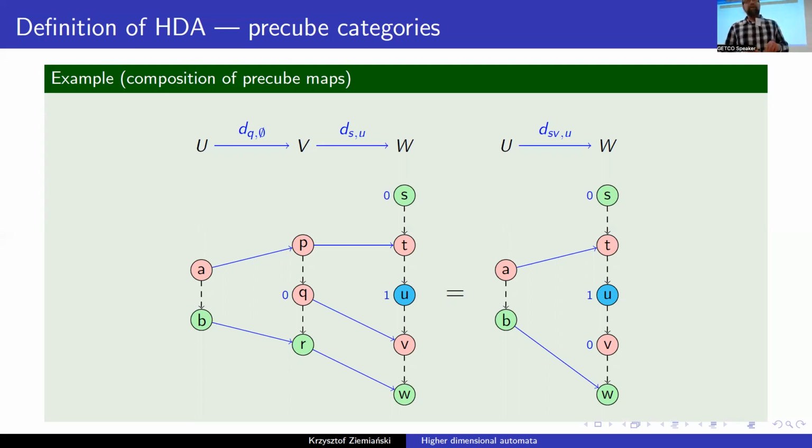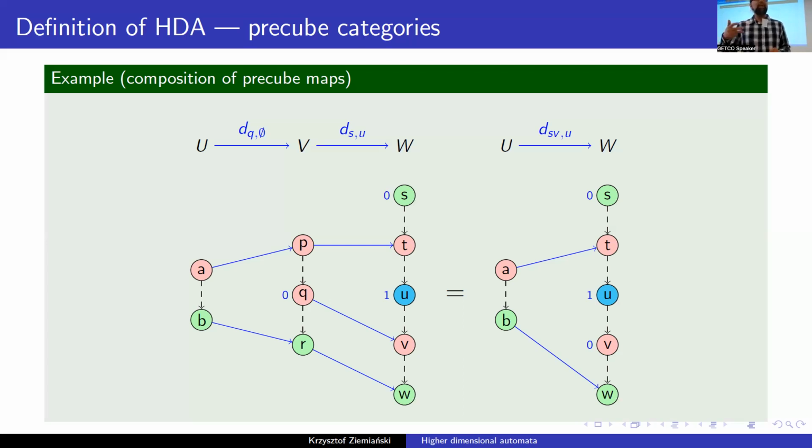It's just a composition, as a composition of functions. It's obvious that we have to put 0 here. It's obvious that we have to put 1 here, but it's not obvious what to do with V. It has to be marked either by 0 or by 1. But this element V came from element Q, and there is 0 at Q, so we put 0 here.